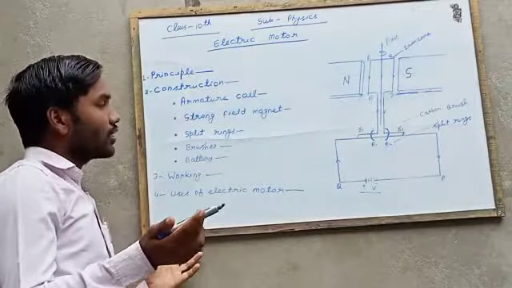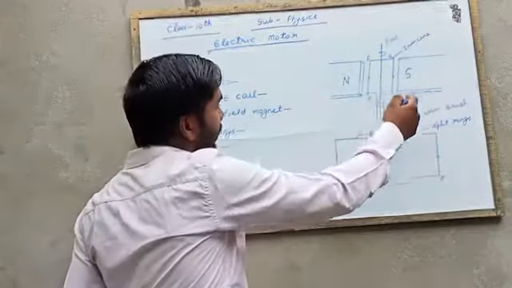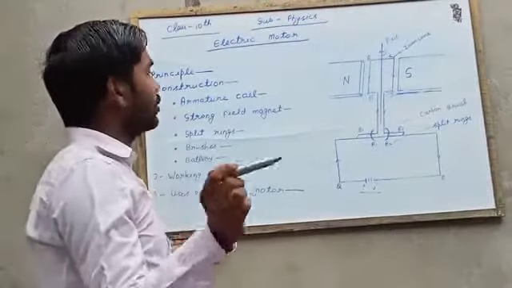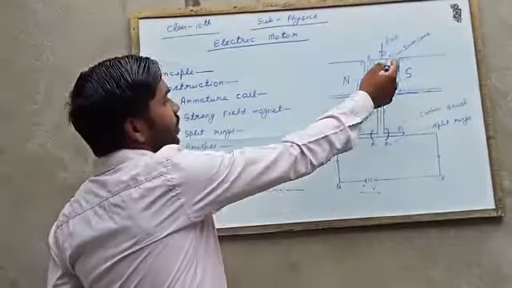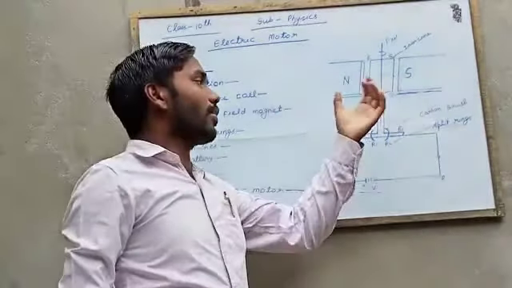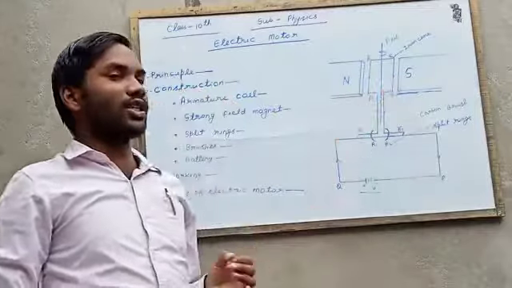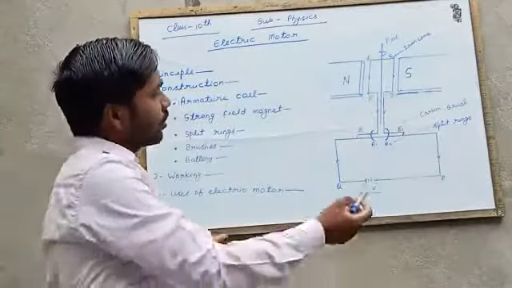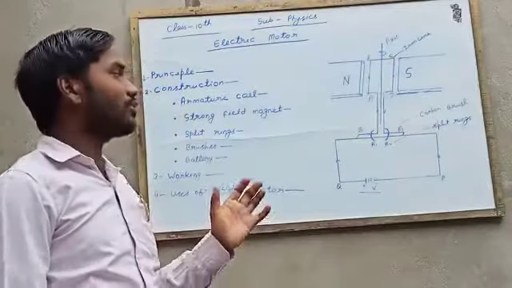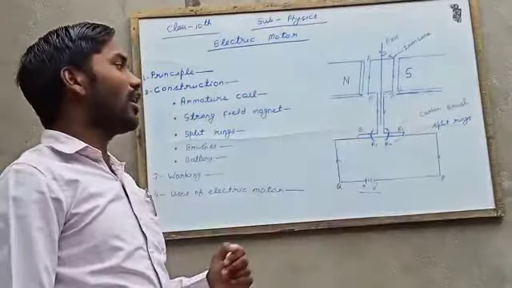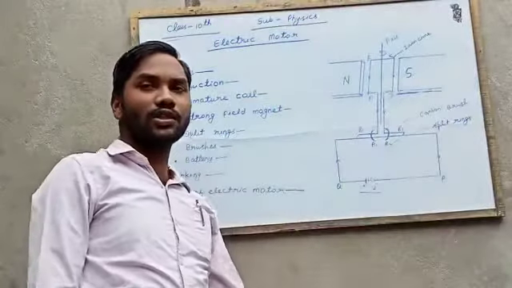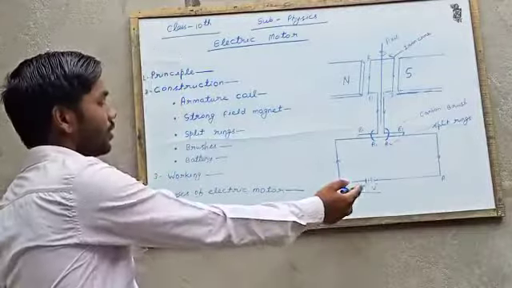So this is the construction. Armature coil ABCD, which has many turns of copper wire on it. Strong field magnet. You can see here the north and south poles of the magnets. Between them, the armature coil is placed. Here two split rings R1 and R2 are there, which are welded to the coil ends, and brushes B1 and B2. These are carbon brushes, and a battery.